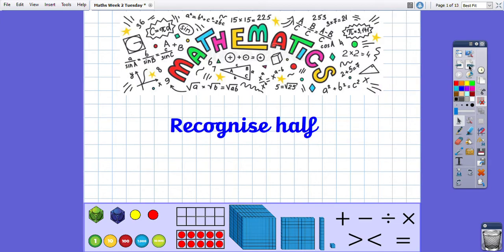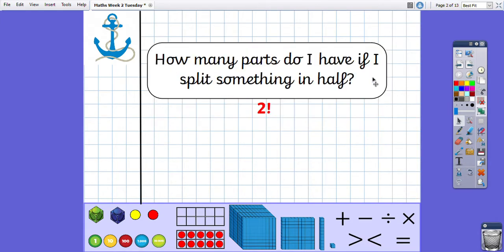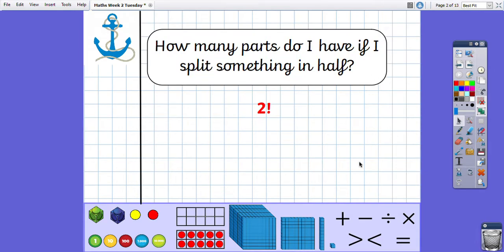So let's get started. The anchor question I want you to think about is how many parts do I have if I split something in half? So if you want to pause the video and talk to somebody, that is fine, but think about how many parts you will have if you split something in half. And the answer is 2. If you split something in half, you would have 2 equal parts.